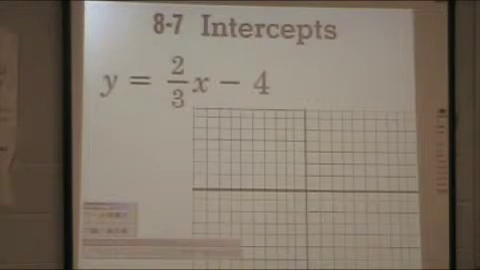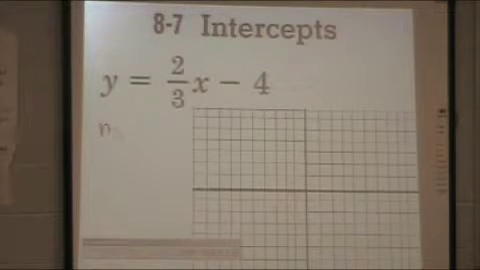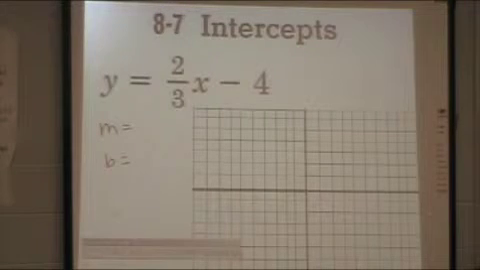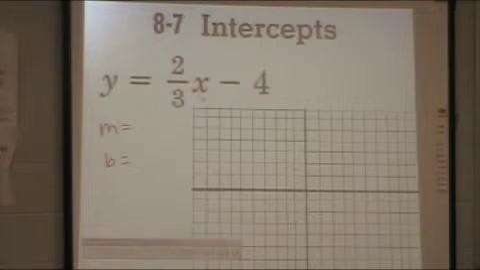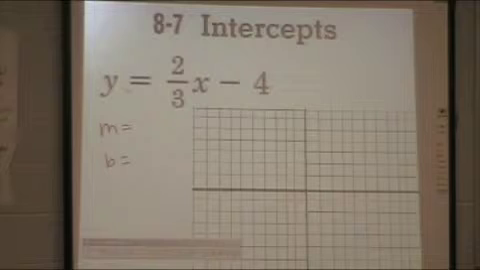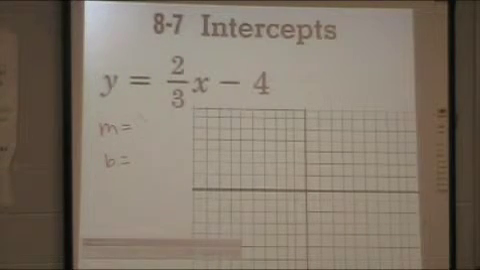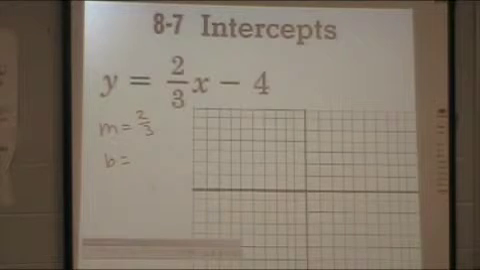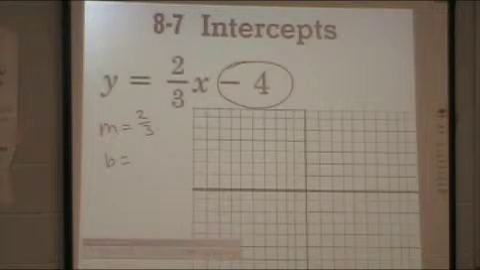Two things. We are graphing using the slope and the y-intercept. If we're graphing using the slope and the y-intercept, we need to identify what the slope is and what the y-intercept is. Remember, the slope is the number next to x. Y equals mx plus b. So what is the slope? 2/3. And what's the y-intercept? -4. You got to make sure you say the negative.